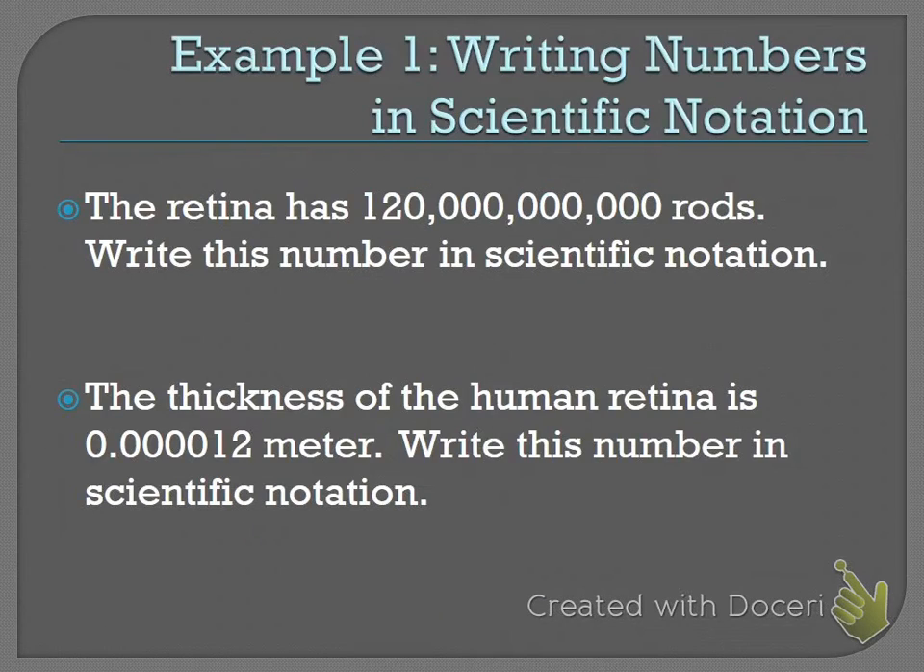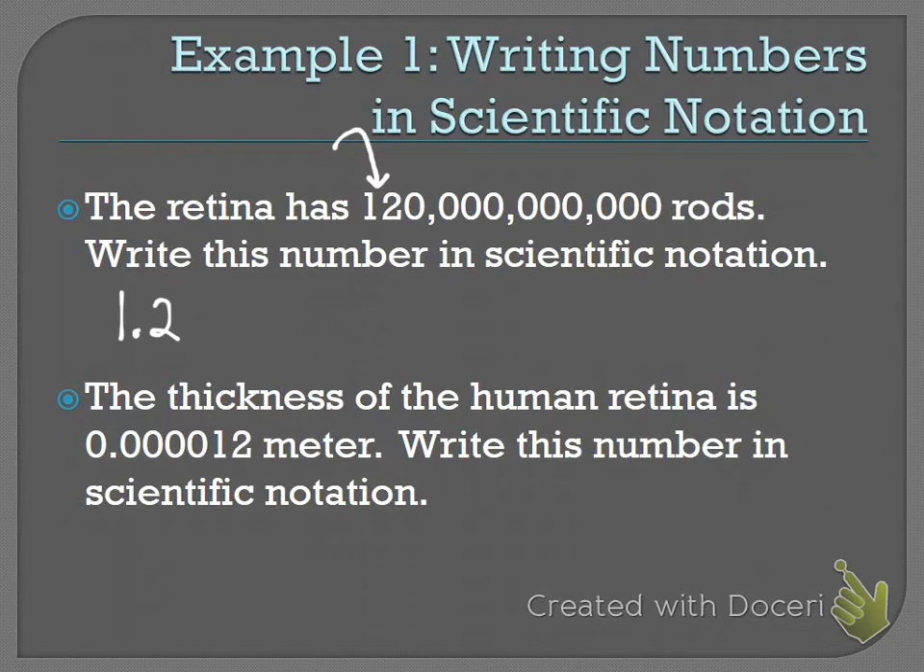Okay, so in the first example, it says the retina has 120 billion rods. Write this number in scientific notation. So here's my rule. I need to move my decimal to a place in the number that gives me a value greater than 1 but less than 10. It has to be in that range. So I have 120 billion right here, okay? And I move my decimal to, and it's always going to be, guys, the place right after the first non-zero number. Do you agree that 1.2 is in that range of greater than 1 but less than 10? Is it in that range?